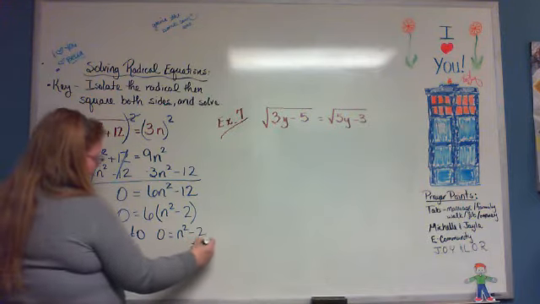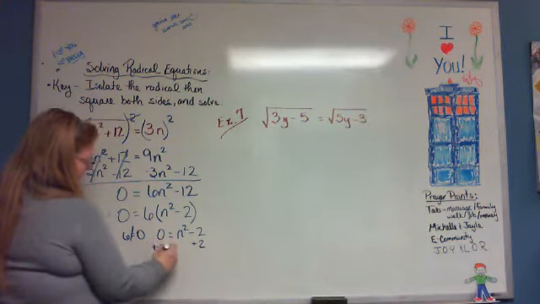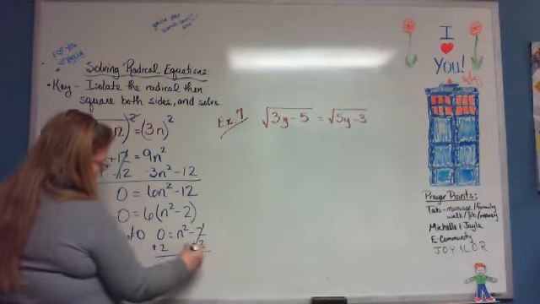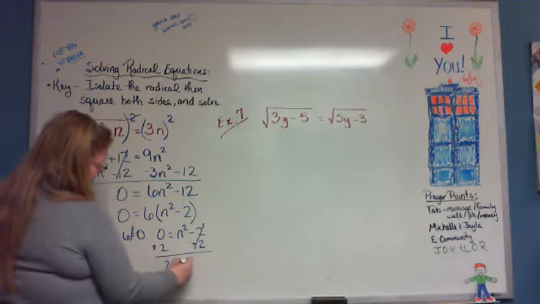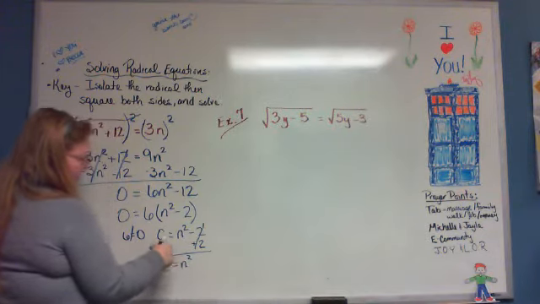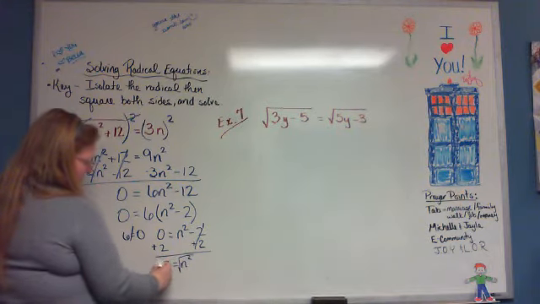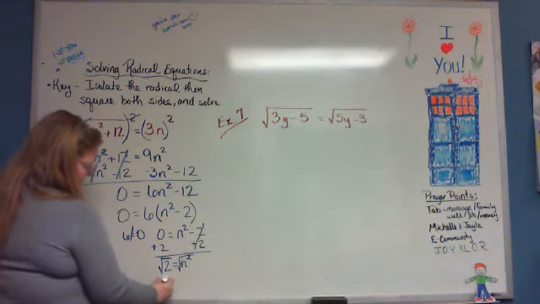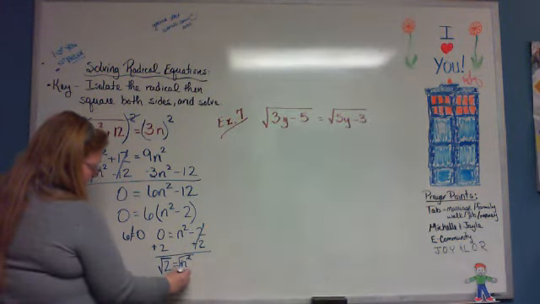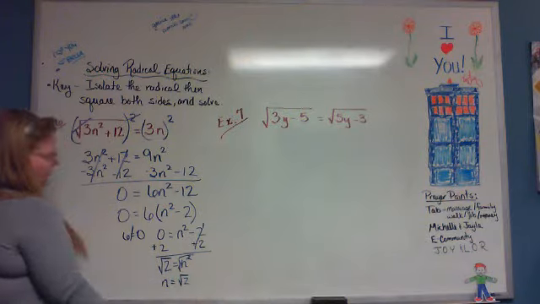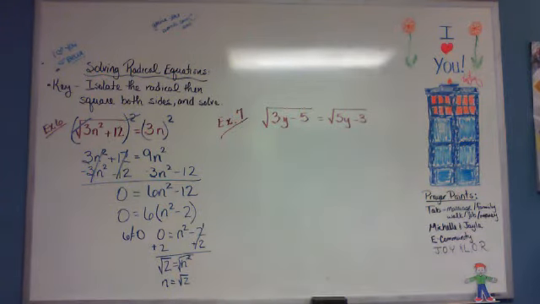Have to add 2 to both sides and get 2 is equal to n squared. And now I can take the square root of both sides. So n is equal to the square root of 2. Technically plus or minus the square root of 2.